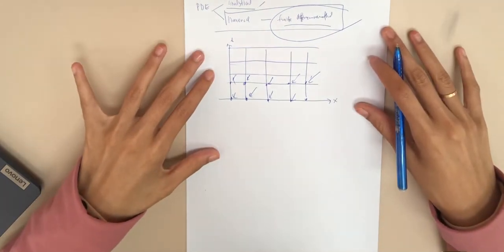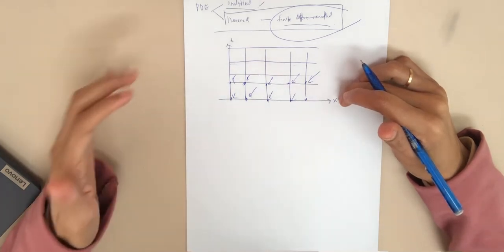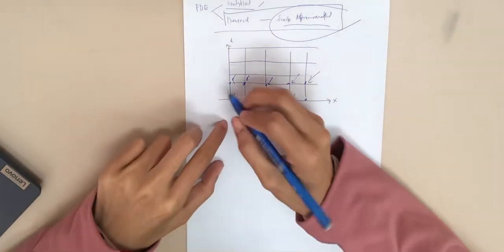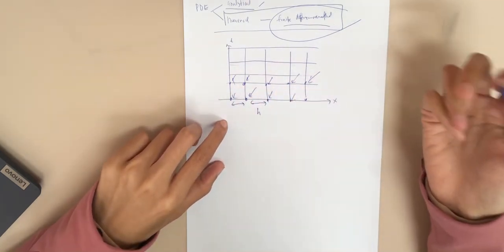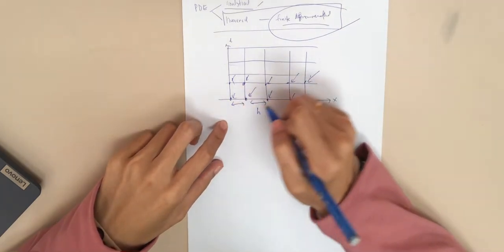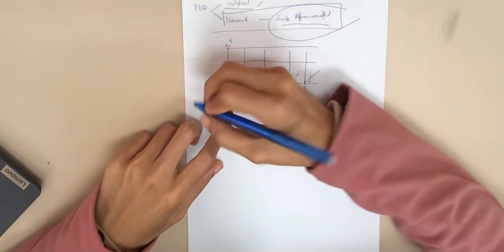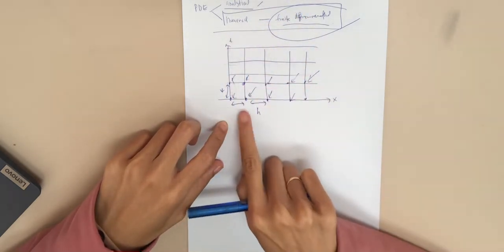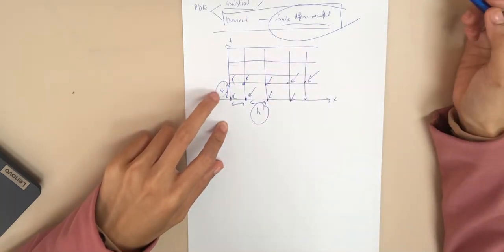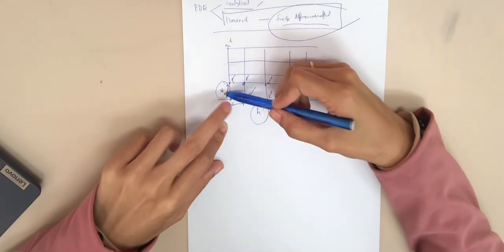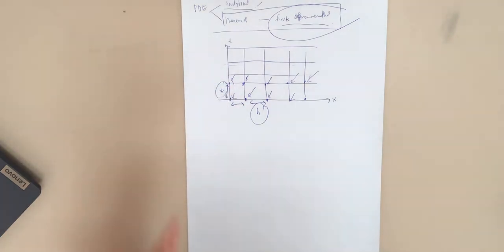So you have x and t. t stands for time, x stands for space or distance. Usually the gap here for x, we use h. This is x. And for t, the gap, or the step size, the correct word is step size. So the step size for x, we use h, and the gap or the step size for t, we use k. So that's the idea of the finite difference method.